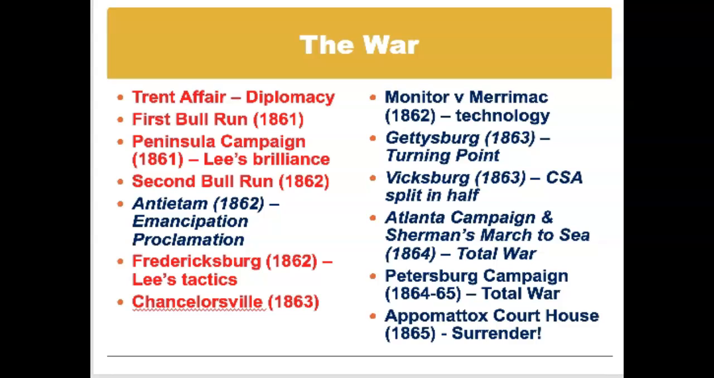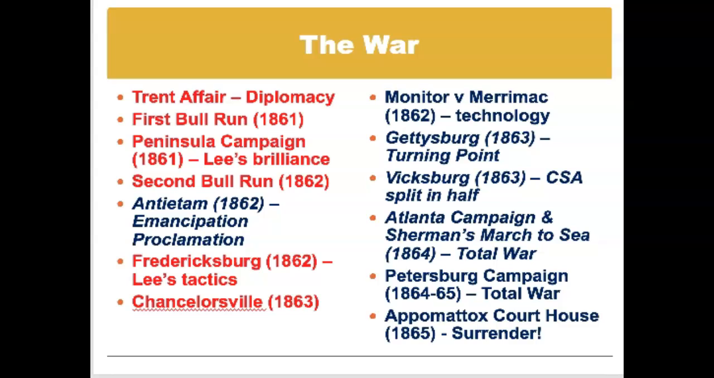The next conflict here is Fredericksburg, 1862, and this is another new Union general going up against Robert E. Lee. This time it's Burnside. Same results here as some of the previous generals. Shows up at Fredericksburg, has a larger army, more resources, but Robert E. Lee once again shows his tactics, knocks out Burnside at Fredericksburg, and gives some momentum back to the Confederacy after they lost it at Antietam.